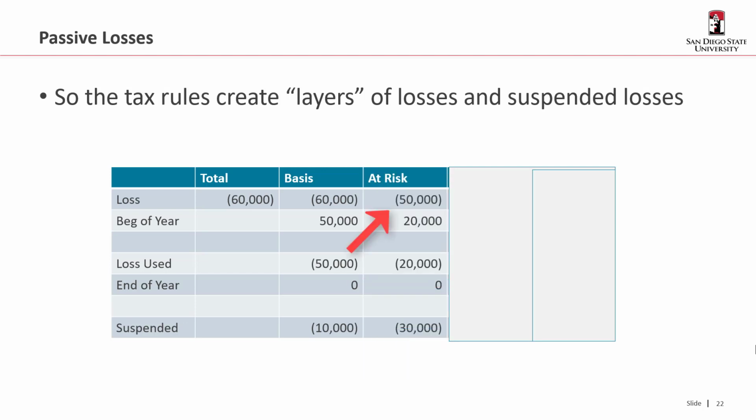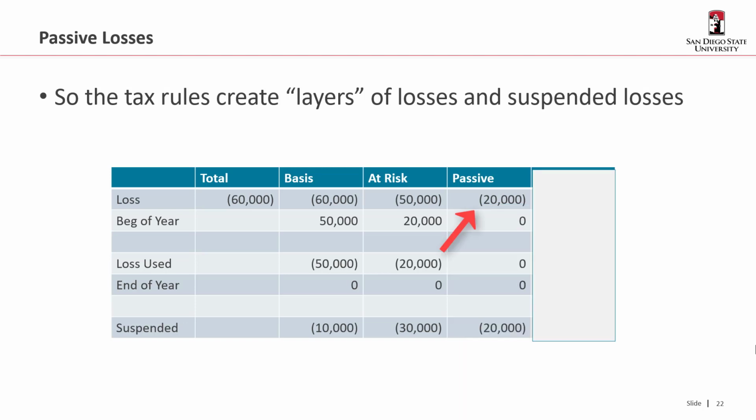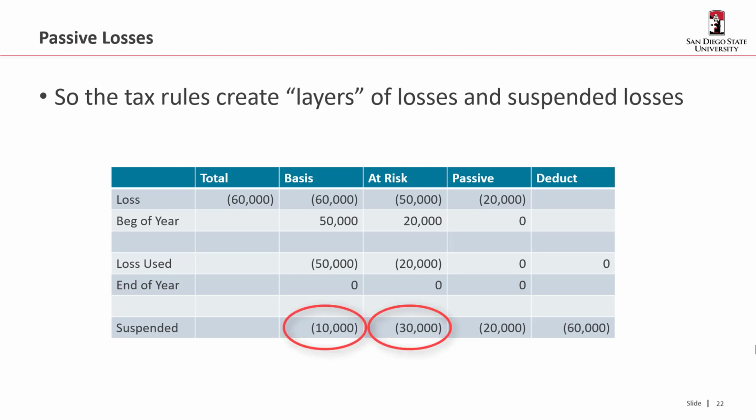Now, the $50,000 is injected into the at-risk calculation. $50,000 at risk, it was $20,000 at the beginning of the year, therefore Lon can use $20,000. There's no at-risk amount at year end, and the remaining $30,000 is suspended. Then we inject the $20,000 loss into the passive income rules. Since there is no passive income, there's no passive deduction. Excuse me. And all of it is suspended. So at the end of the day, what do we deduct? Nothing. All $60,000 is suspended under each of these separate tests.